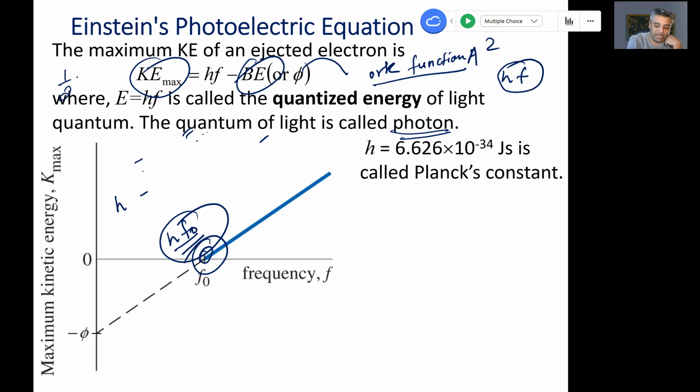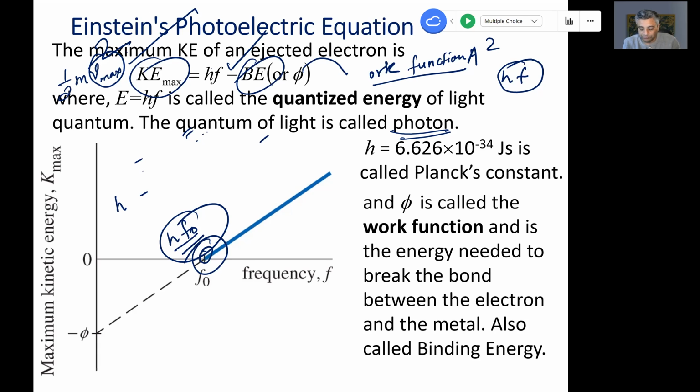Kinetic energy means half mv squared, remember. So that's the maximum speed it can come out, and it just depends on the frequency that's hitting the surface. So that's what it is saying, okay? So this is called work function.